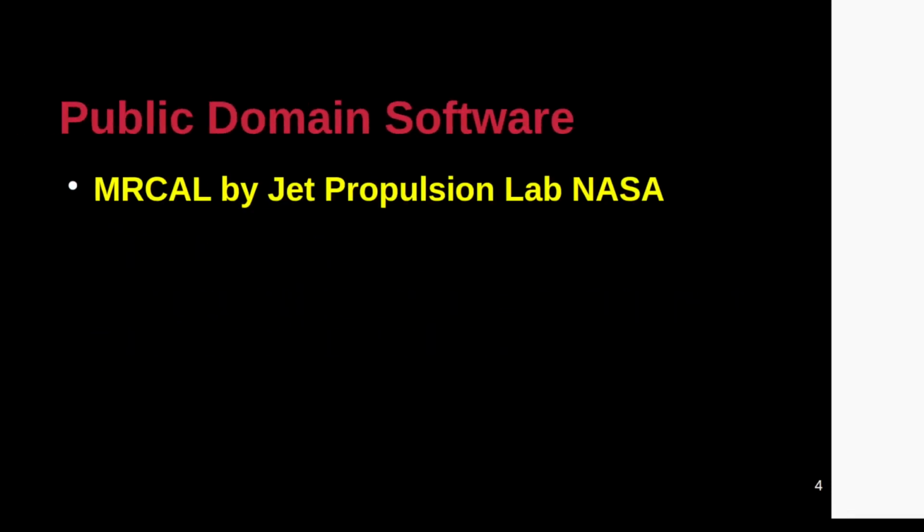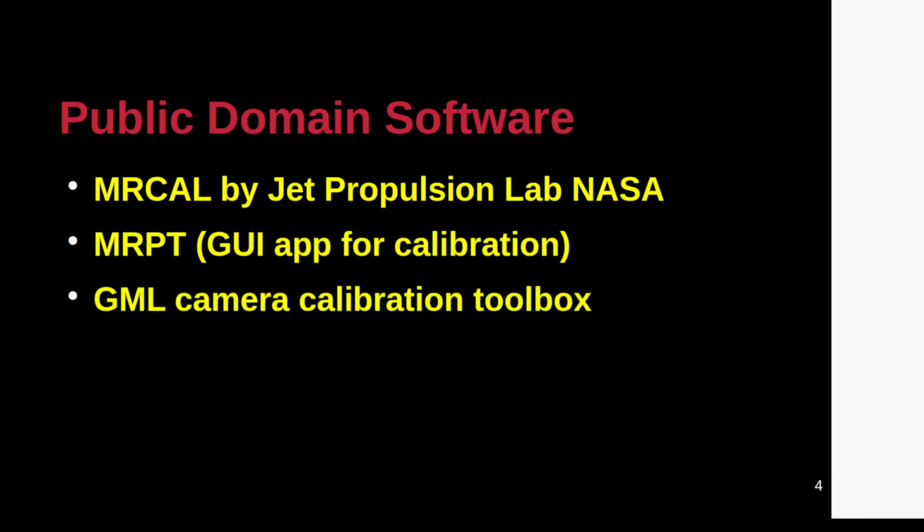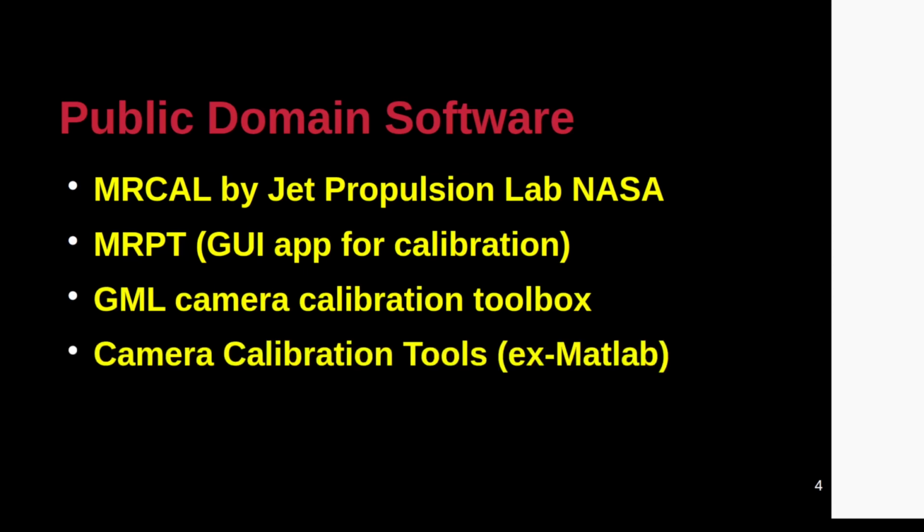There are excellent packages in the public domain to conduct camera calibration. The most advanced is MRCal from Jet Propulsion Lab, NASA. This package is beyond the scope of a simple introductory tutorial on camera calibration. The other packages on the slide have their advantages too.